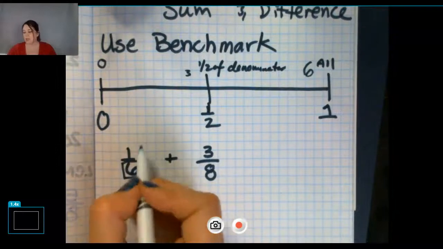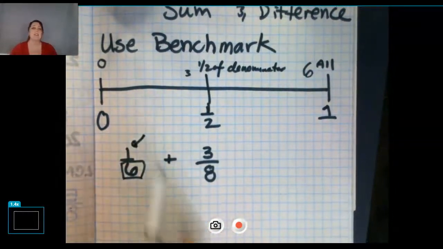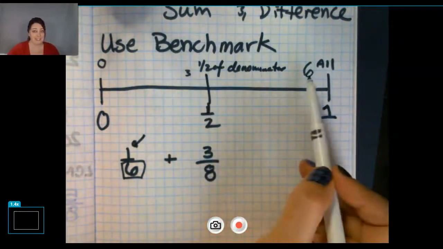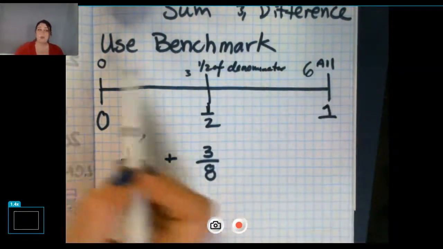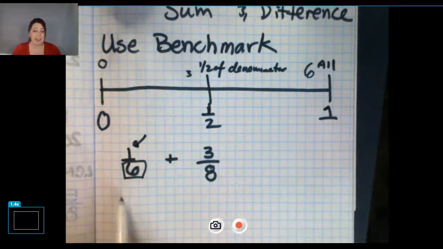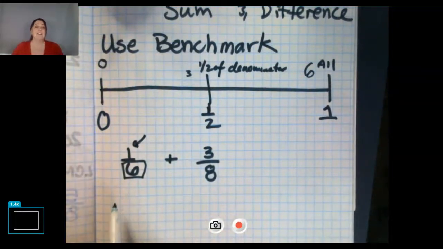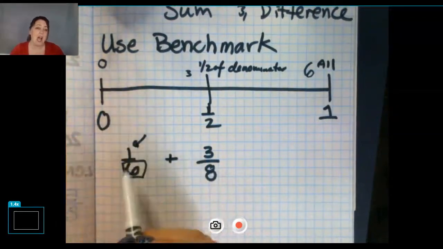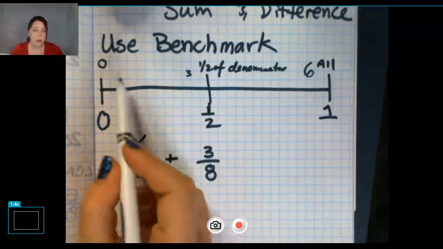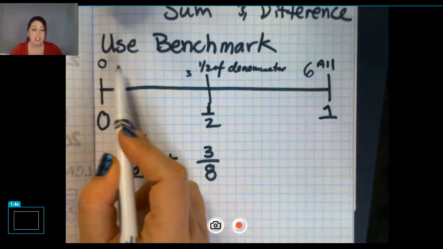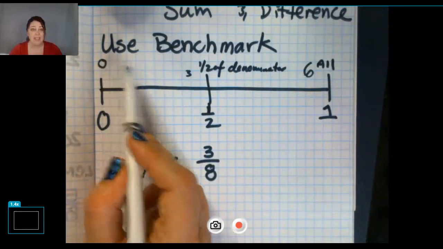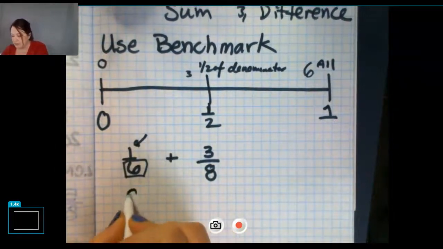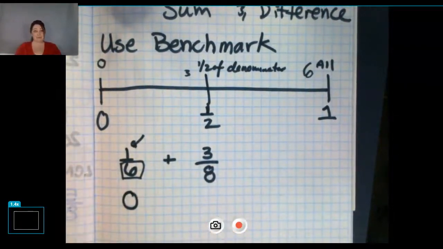Now, where's the 1 closest to? Is the 1 closer to 0, to 3, or to 6? And whichever one it's closest to, that's the number you write. So hopefully you see that if I had this 1/6, the 1 is closer to 0 than it is to 3 or to 6. So this 1/6 becomes 0.